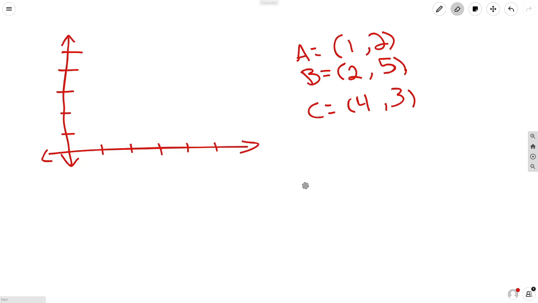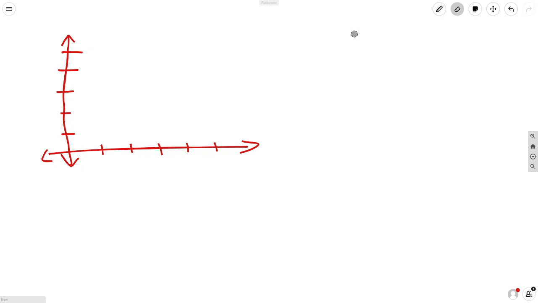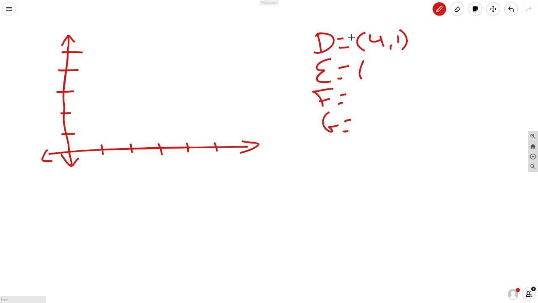Now let's say we're actually asked to graph some points. So we're going the other way. They're saying graph D, E, F, G. D is 4, 1. E is 3, 0. F is 0, 2. And G, make sure that looks like a 0, not a 6. G is 3, 5.